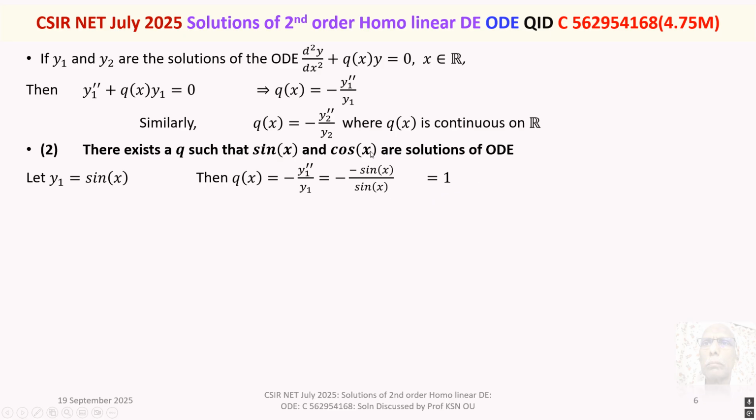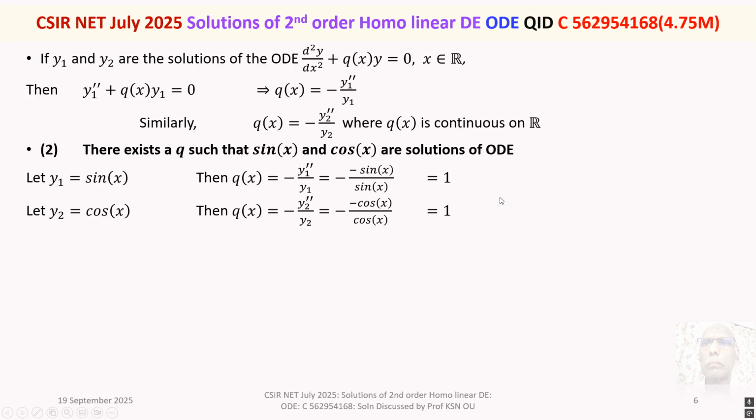Now look for the cos x. Because it's a continuous function, we go for the second solution. y2 is equal to cos x. Then q of x is minus y2 double prime by y2. Compute. That comes out to be 1. In both the cases, q of x comes out to be 1 and continuous.